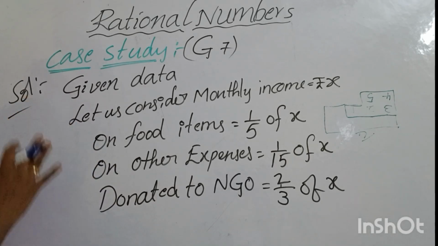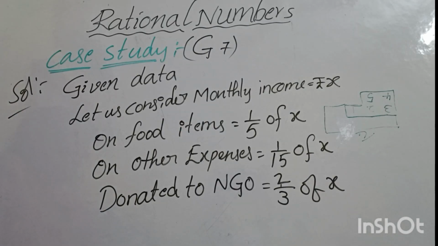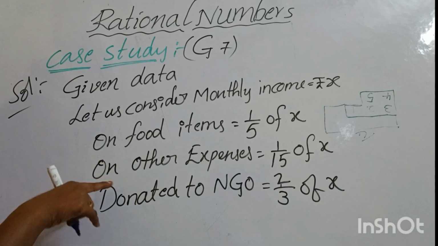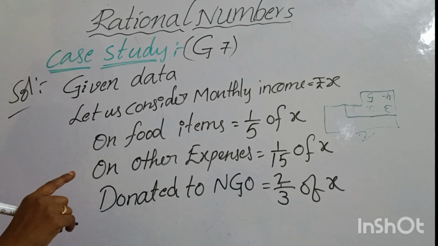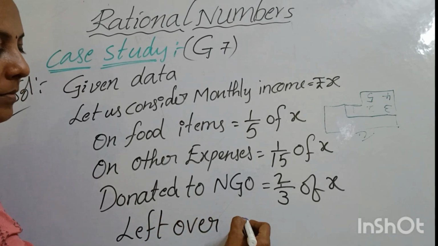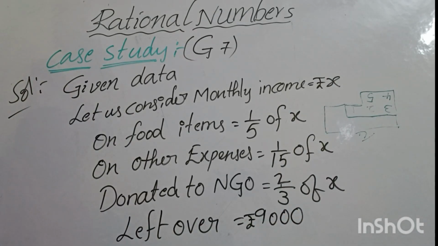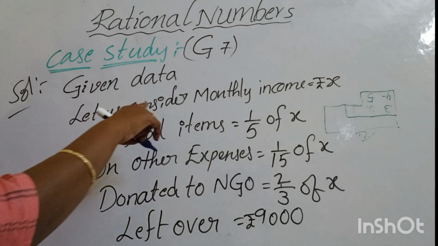Clear, children? With this information, now we need to find what exactly his salary is first, because we don't know exactly how much he is getting as salary. So we need to find out that X value. And one more piece of information they have given: how much is leftover after spending on these? Leftover is 9,000 rupees, children. So we need to find out the X value.